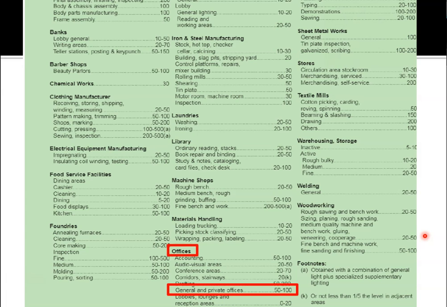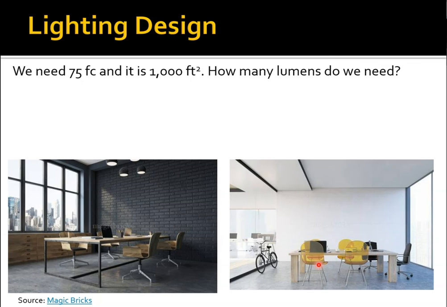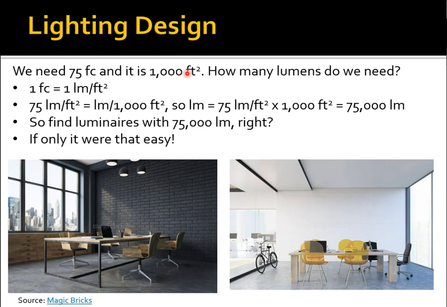Okay, so first of all, we need to figure out what our luminance level is. And you look at the IES table, and a general office is going to be 50 to 100 foot candles. So just for argument's sake, we'll go in the middle there, and we'll say it's going to be 75. Okay, so we need 75 foot candles. That's 1,000 square feet. So how many lumens do we need? Now, if you think about this, remember a foot candle is a lumen per square foot. So we could just do some quick math: we have 1,000 square feet with 75 lumens per square foot. Some really easy math there. We need 75,000 lumens to light that space.